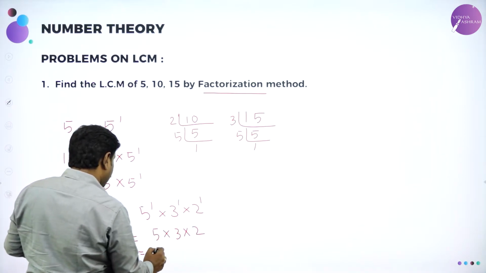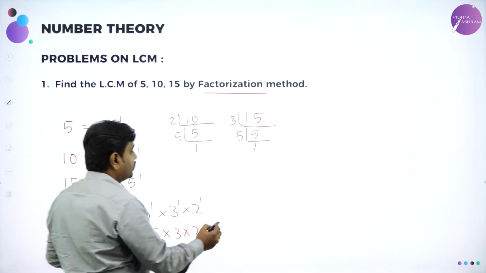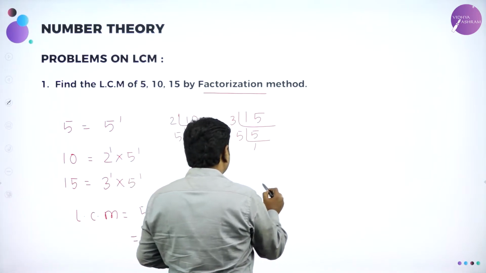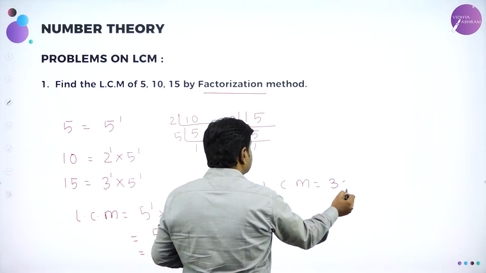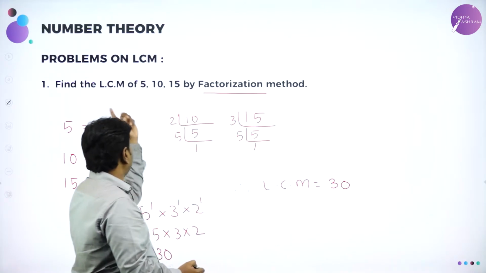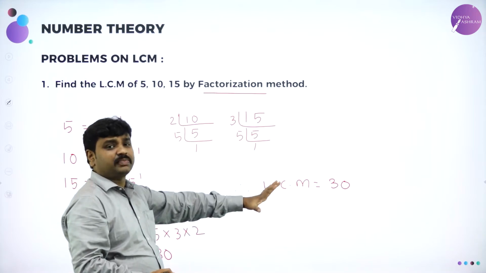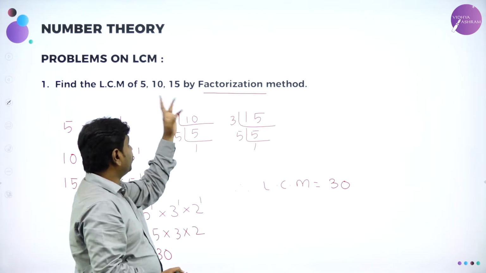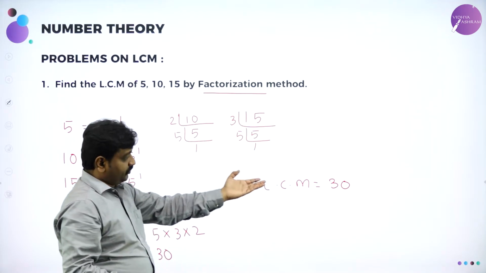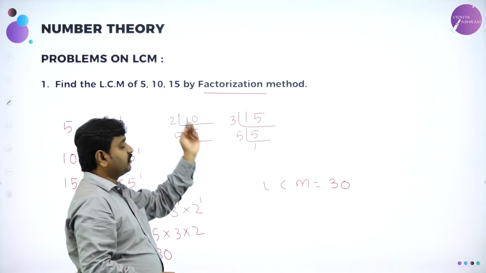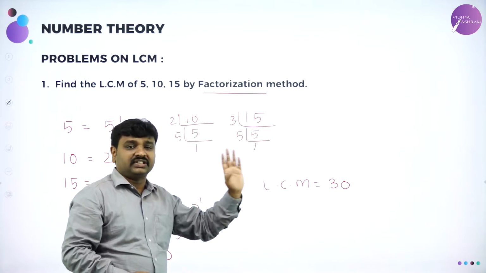5 3s are 15, 2s are 30. 30 is the LCM. Therefore you got the LCM. And what is LCM? Least common multiple. That is how much? 30. So 30 is the number which is divisible by all 3 exactly. This is the least possible number which is divisible by 5, 10 and 15, all 3 numbers. Because 5 6s are 30, 10 3s are 30, 15 2s are 30. So all 3 numbers can divide this LCM.